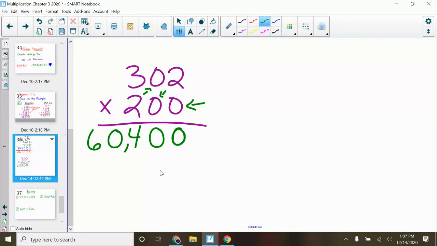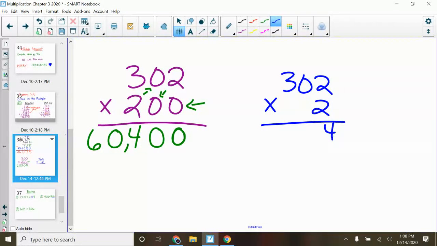Or if you think back to how we were taught this at the start of the chapter, we learned that anytime a number has zeros at the end, you just multiply the numbers that aren't zeros first. So if it's easier for you to look at the problem that way, you can say, okay, well, 302 times 2, and you can just multiply it like that first. And then we learned however many zeros were at the end is how many zeros would go at the end of your answer here.